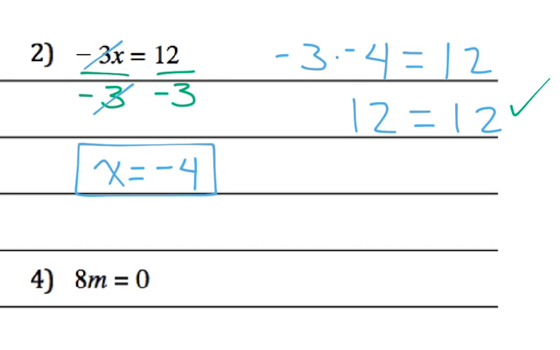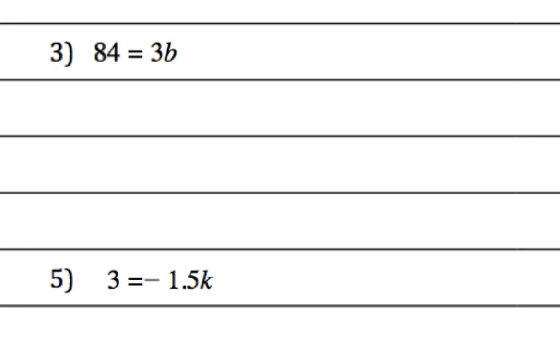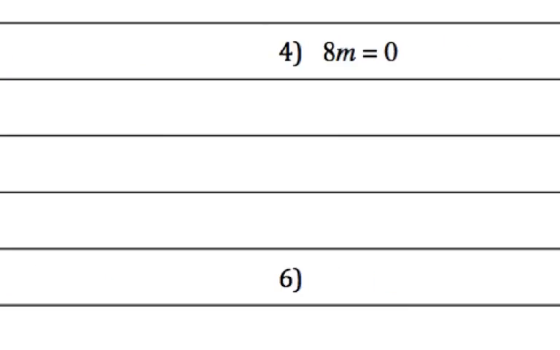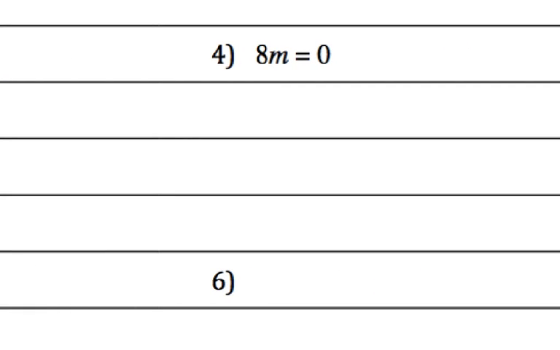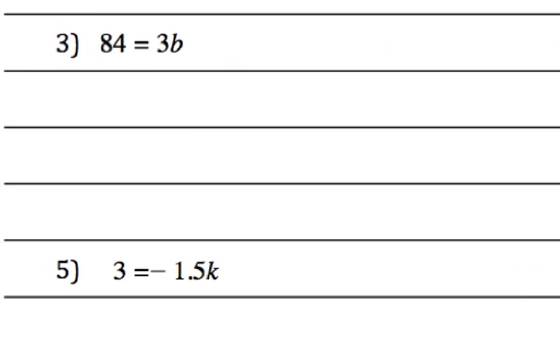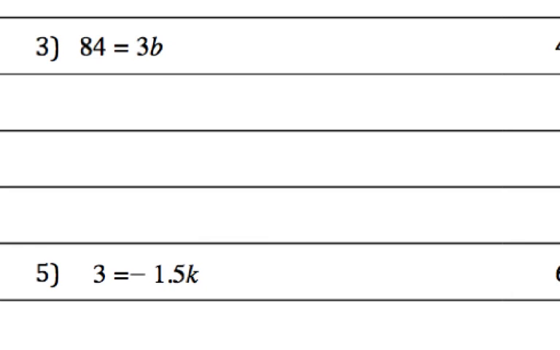Number 3. 84 is equal to 3b. And then in number 4, 8m is equal to 0. Make both of these on your own. I'm going to put the answers up and talk quickly about them in just a few seconds. So pause this if you have not already.